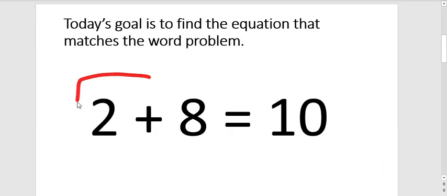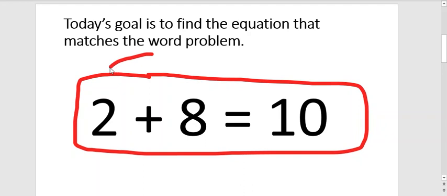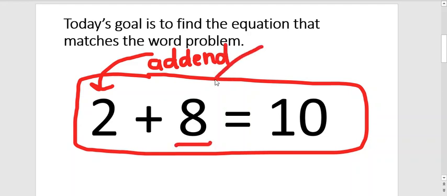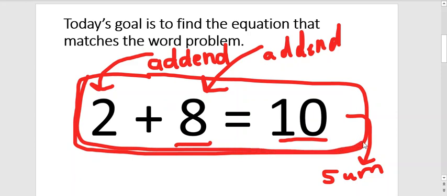So right here, what you're looking at right now, this is called an addition equation, okay? Now, the first number of an addition equation is called an addend. So I'm going to write that down, addend. And then my second number in my equation is called an addend as well. And now my third number here is called my sum. So the answer is called my sum. And all of this makes an addition equation.